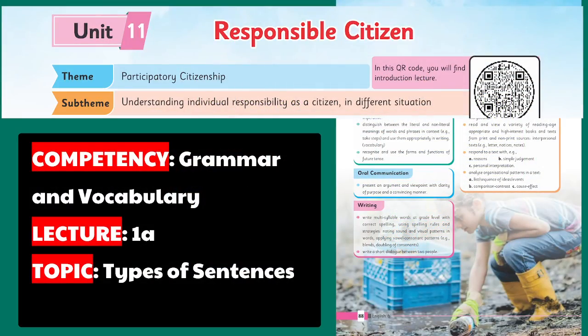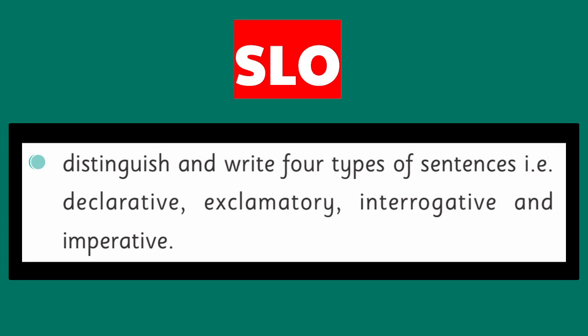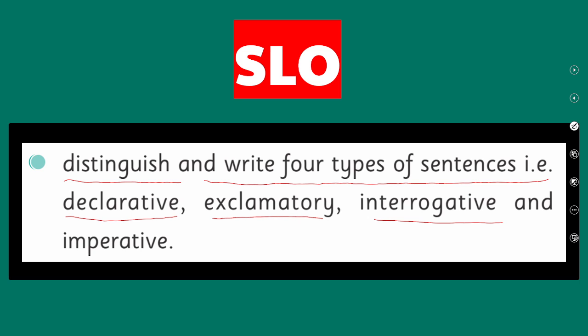Which competency will this SLO address? This SLO is about the competency of grammar. It's our lecture 1A, and the main focus of this SLO is the types of sentences. So let's read the SLO. The SLO states: distinguish and write 4 types of sentences: declarative, exclamatory, interrogative and imperative.